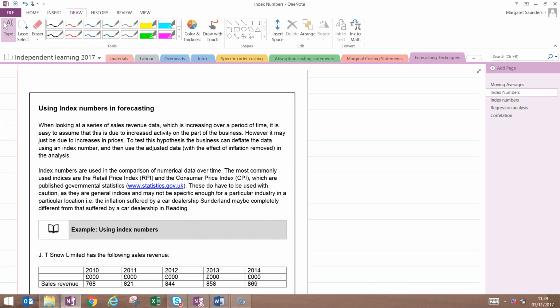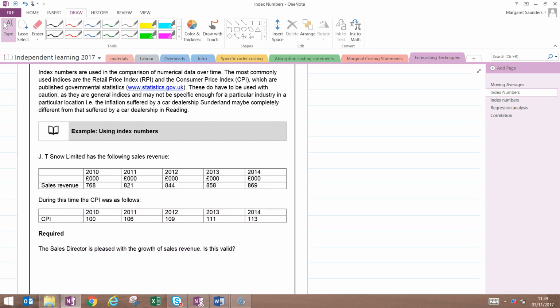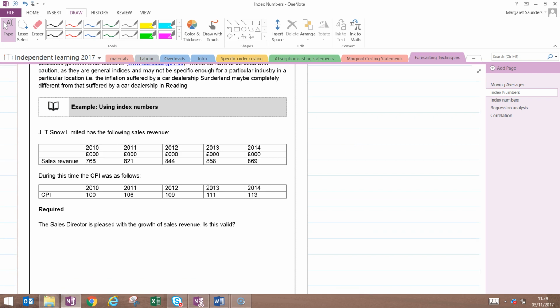So we're going to have a look at an example and how we can use the index numbers. Here we have a company, JT Snow Limited, and they have a time series, a series of data over time. The data is sales revenue and it is over a 5-year time period.